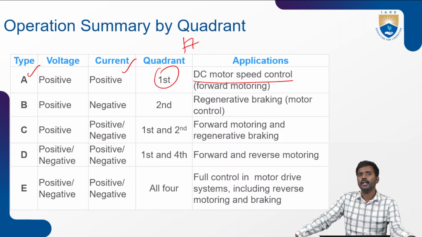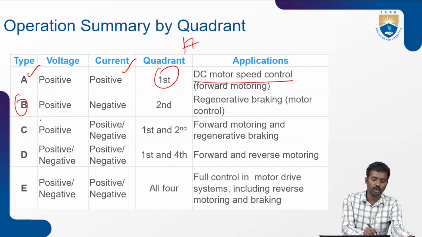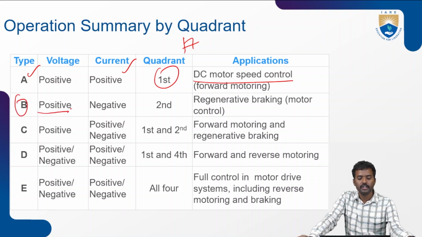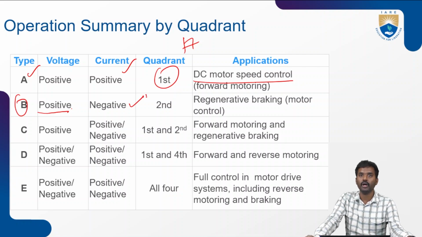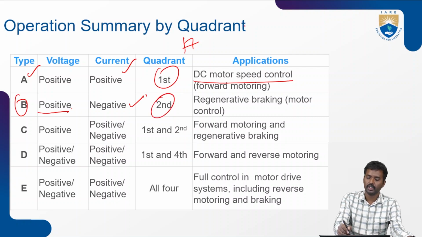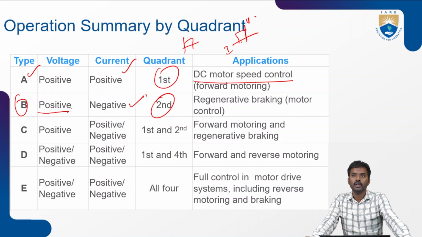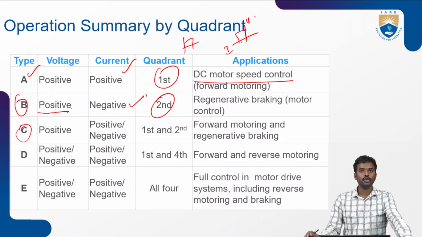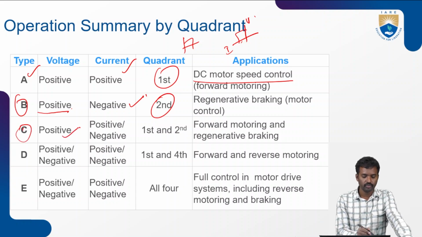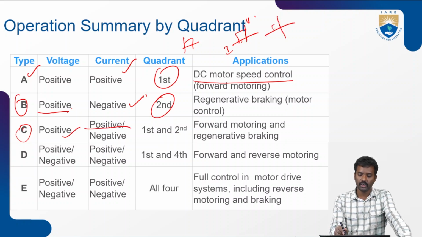And next, the type B chopper is operated with positive voltage and negative current. It is operated in the second quadrant, negative current and positive voltage. It is used for regenerative braking in motor control only. And next, chopper C: voltage is positive, but here current may be either positive or negative.